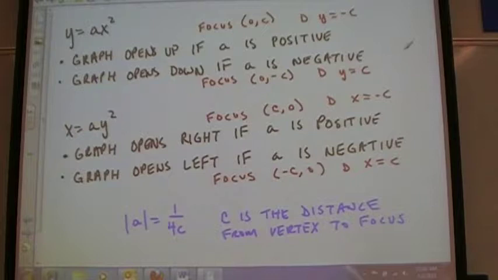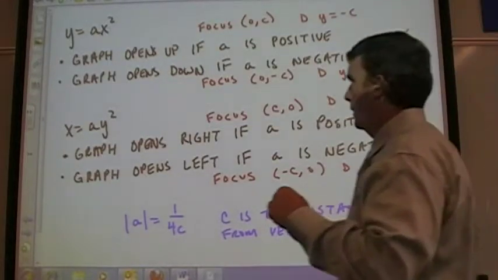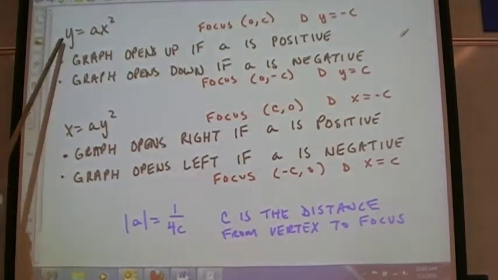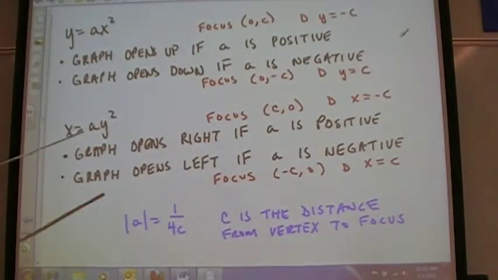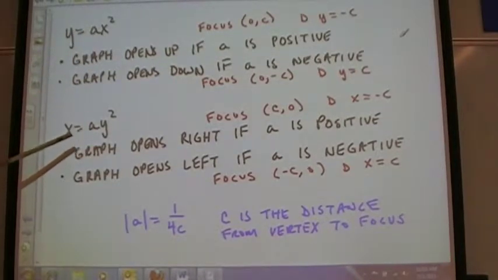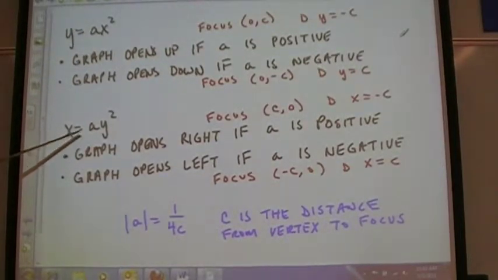All right, you need to write this down. It's pretty important when you're finding the equation. Like we just said, you have two different types of parabolas. An up-down one, which would be in this form, y equals ax squared, or left-right would be in the form of x equals ay squared.